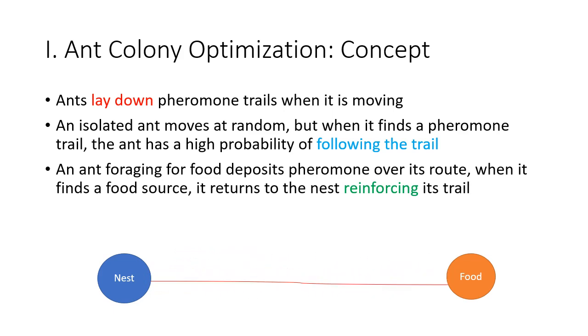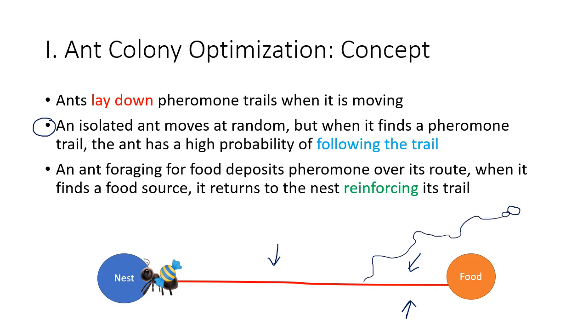So you can see there is a pheromone trail over here. And when it finds a food source, it will return to the nest, thereby reinforcing its trail. And you can see that this pheromone trail is now reinforced. So going back to this particular point, if you have a pheromone trail over here, and there is an ant moving randomly, and then this ant discovers this pheromone trail, it will then follow along the trail.